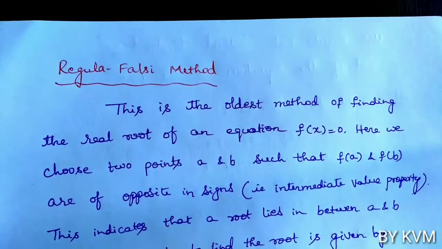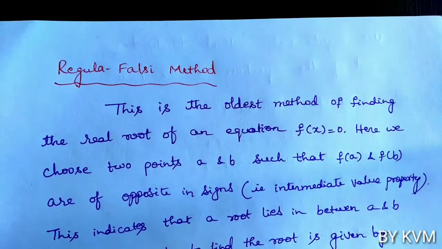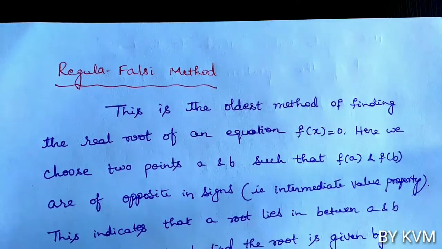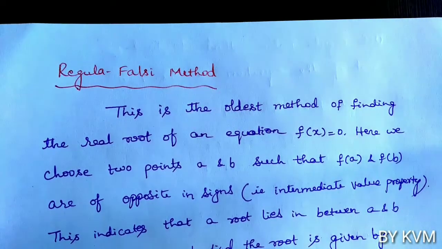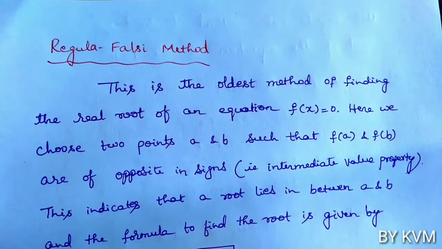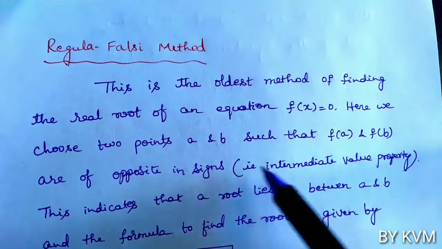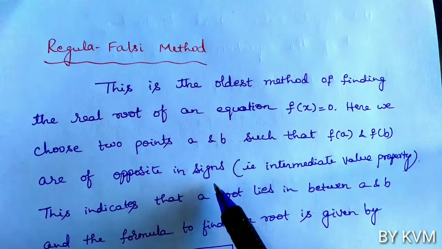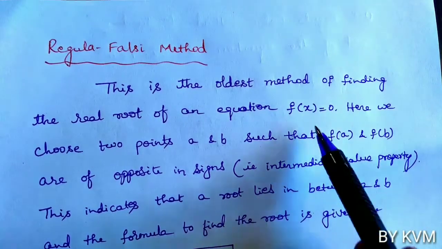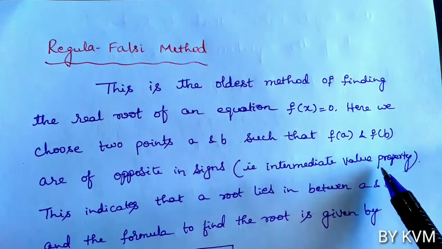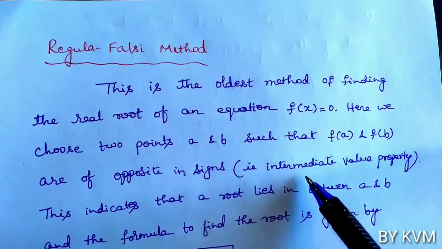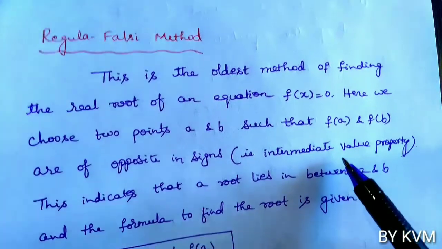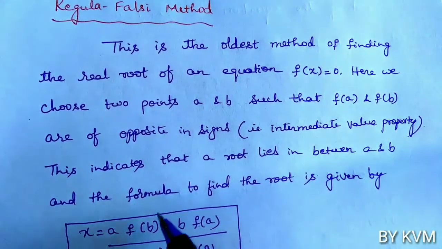Regula-Falsi method. This is the oldest method of finding the real root of an equation f(x) = 0. Here we choose two points a and b such that f(a) and f(b) are of opposite signs. That is, f(x) should satisfy the intermediate value property. In the previous video we have already discussed the intermediate value property. You can see that video.